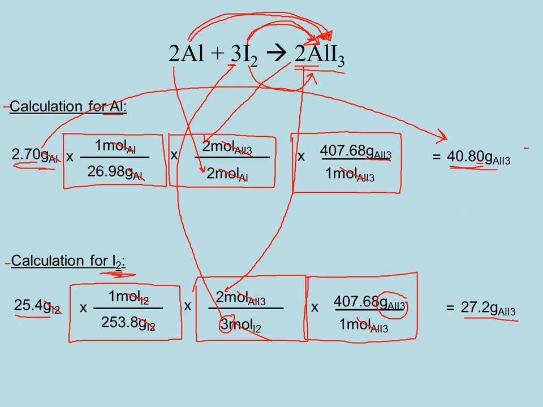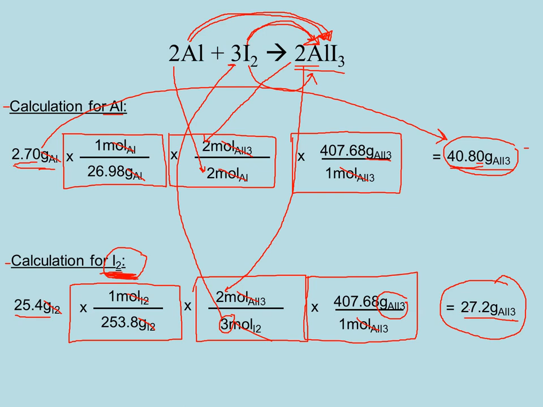Now, we've got 2 answers here. You can't leave a question with 2 different answers. There's only one right answer. The one that produces the least amount of product, which was the iodine, is the limiting reactant. We can only make 27.2 grams of aluminum iodide. We would never be able to get to 40.8 because as soon as we get to 27.2, if we tried to make 27.3, we wouldn't have any more iodine left over. It's the limiting reactant.